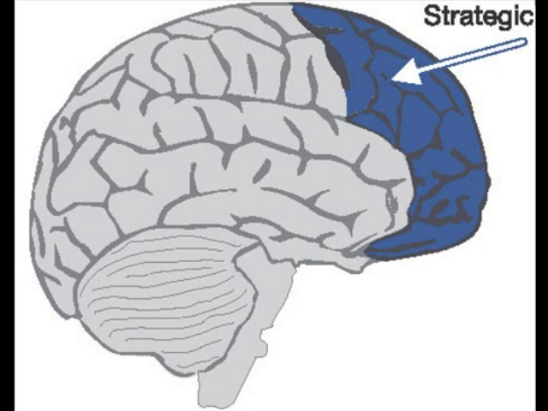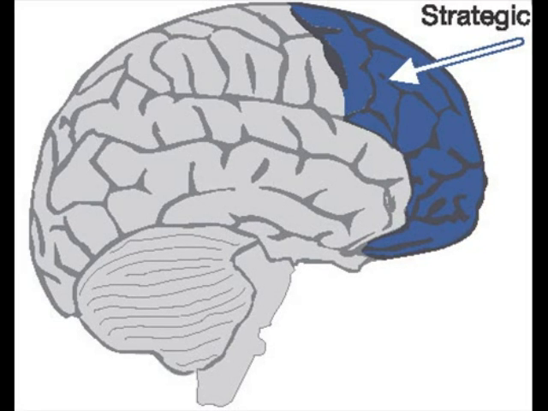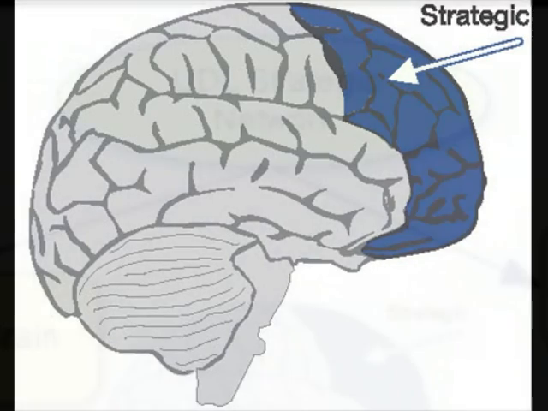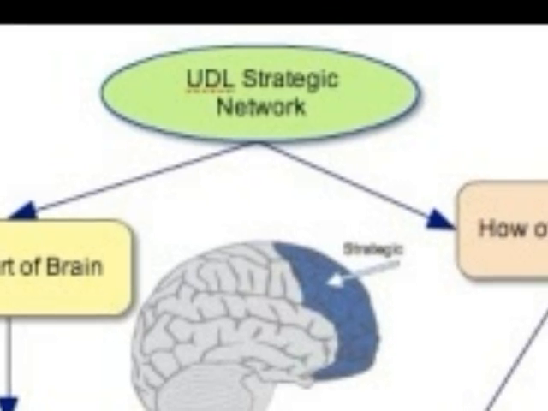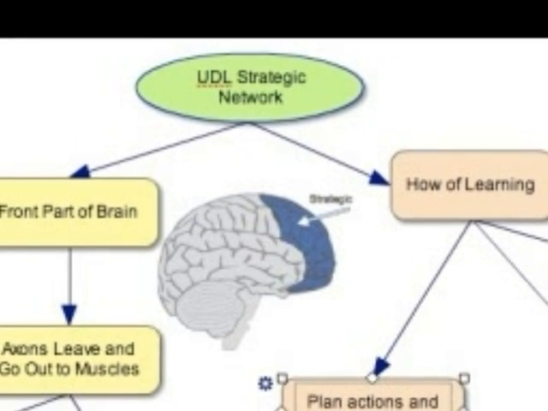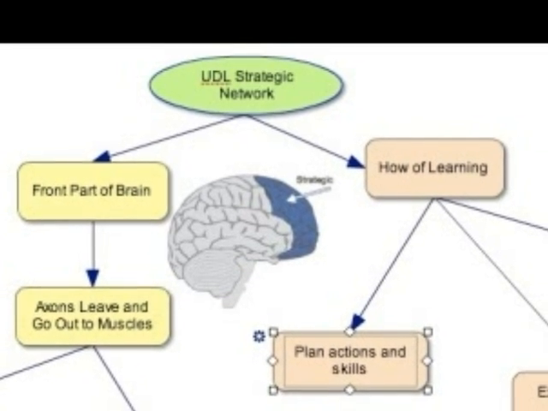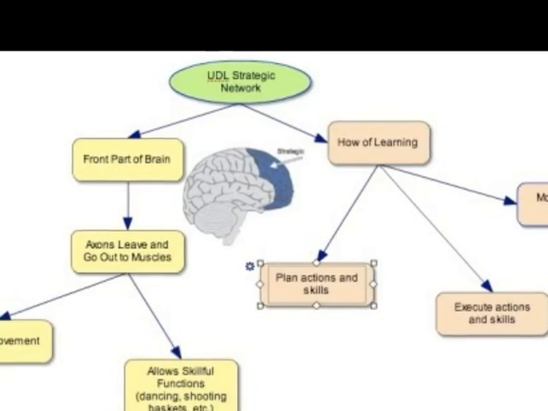The strategic network is the how of learning. This incorporates planning and performing tasks, how we organize and express our ideas. Writing an essay or solving a math problem are strategic tasks. This is why we should provide multiple means of action and expression so students can express what they know in a skillful way that attends to their learning style.